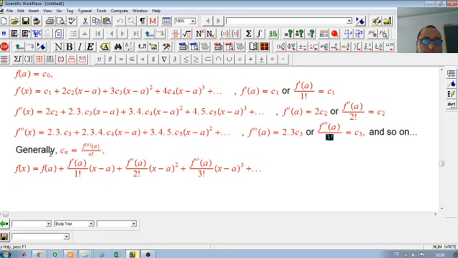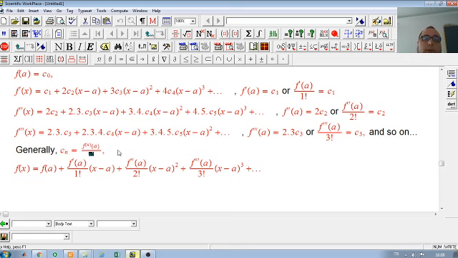Generally, by applying induction, you will obtain that cn is equal to the nth derivative of f at a over n factorial, because we have the same number for the degree of the derivative of f and the index of c, and in the denominator we also have the same number.